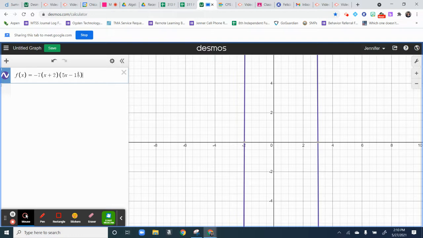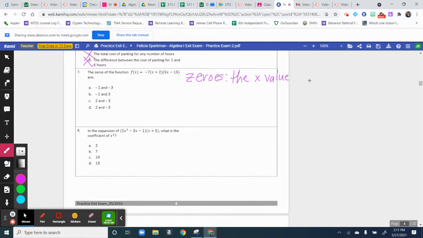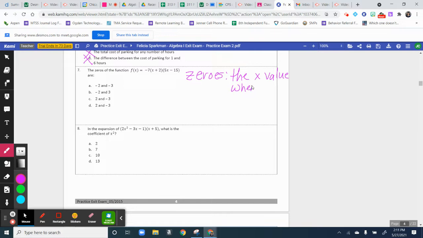Now, I can't see the top or bottom of my parabola, but that doesn't matter because what are they asking me? They want to know when the zeros are. And whenever they're asking you for zeros of a function, they want to know what the x value is when y is 0. So the zeros are the x value when y is 0. So we could do this algebraically, and I'll show that in just a second.